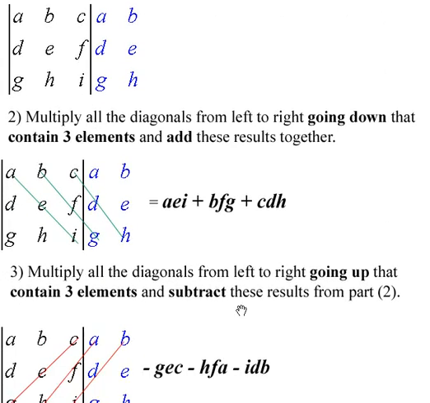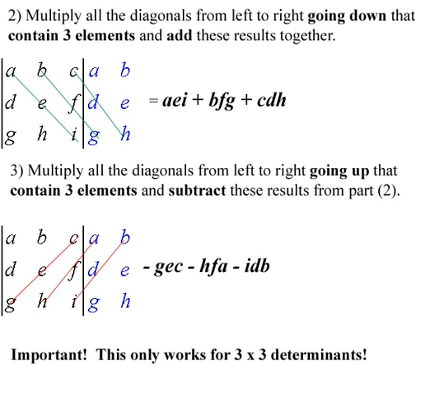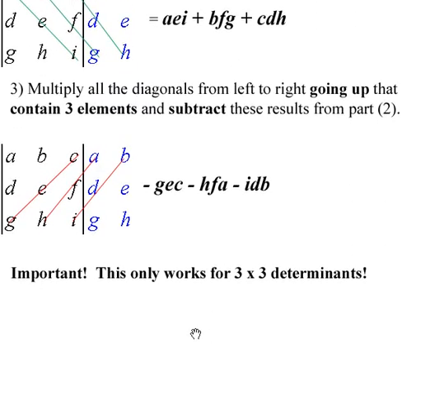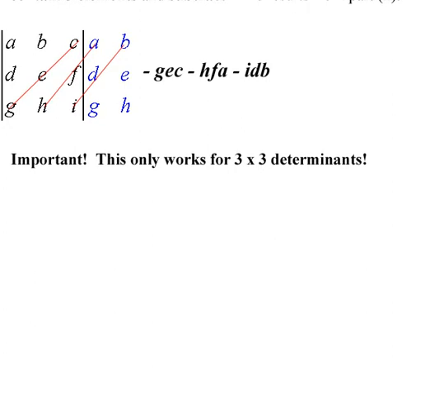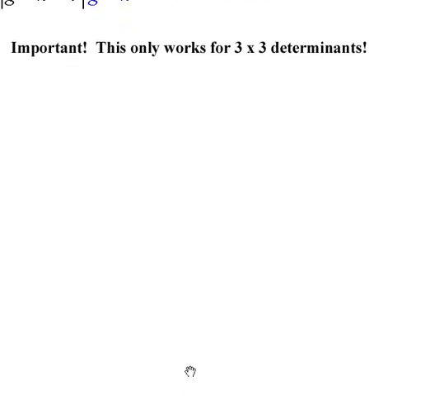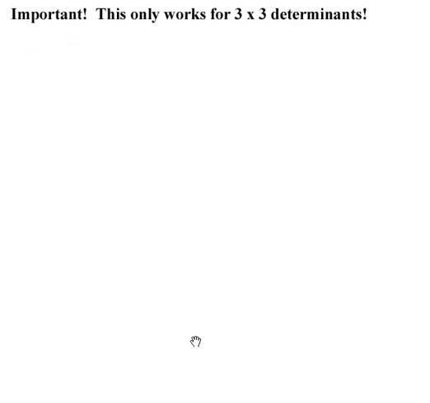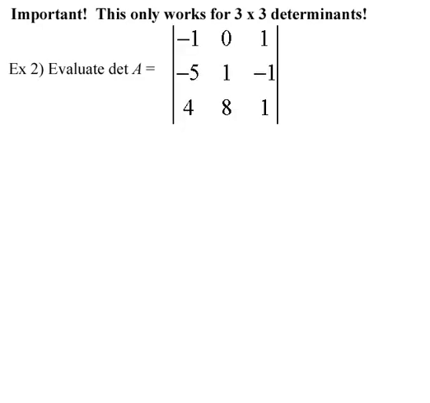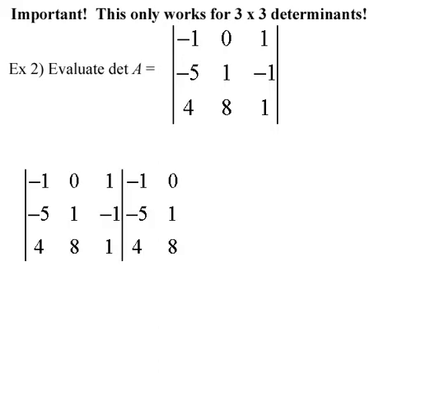So again, I recommend we don't necessarily memorize the letters, but maybe we would memorize the process. So multiply all the diagonals going down from left to right, add the results together, and then multiply all the diagonals going up from left to right and subtract all those results.